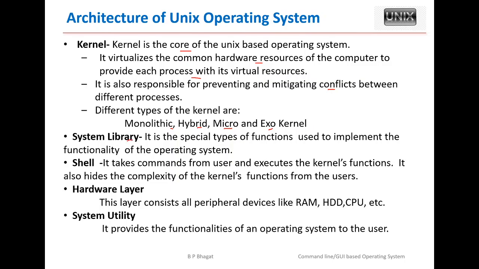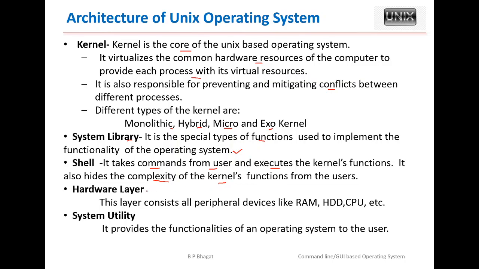Then the system library is a special type of function which is used to implement the functionalities of the operating system. The shell is used to take commands from the user. We already saw the dollar prompt; we call it the shell, which is used to take the command from the user and execute the kernel command. While doing this, it also hides the complexity of the kernel's functions from the user. How the shell interacts with the kernel functions, those complexities are hidden from the user.